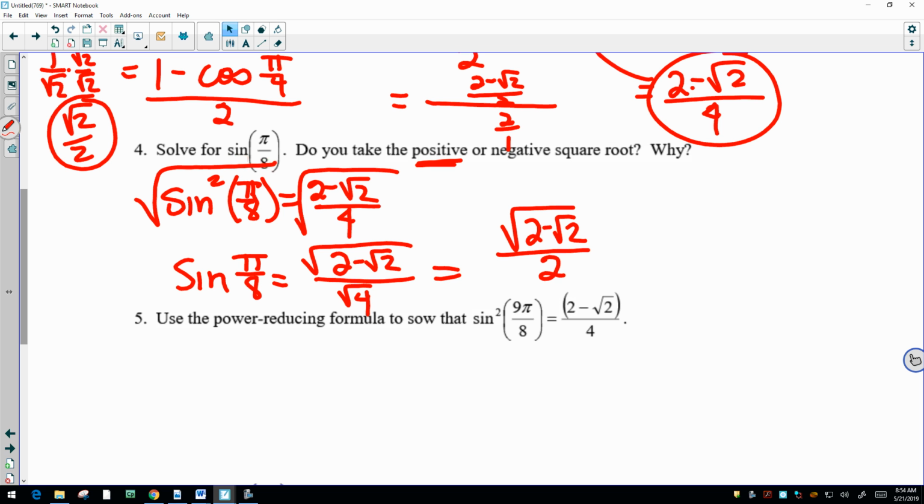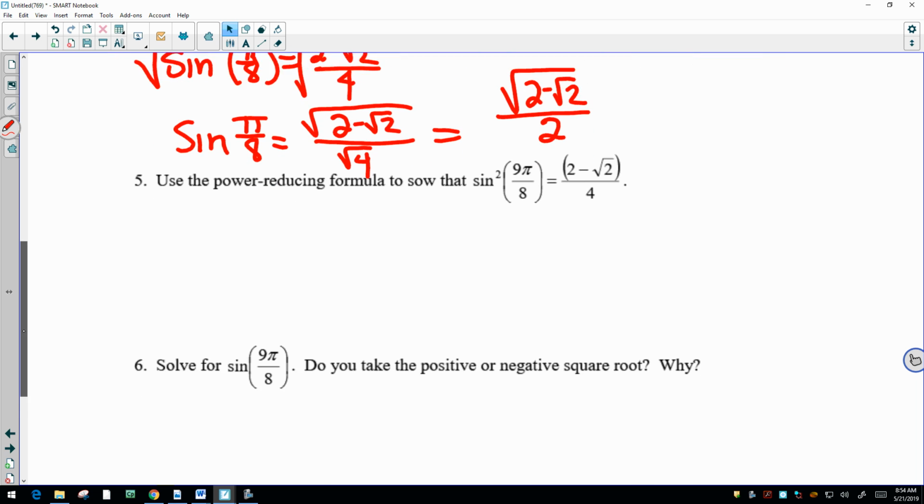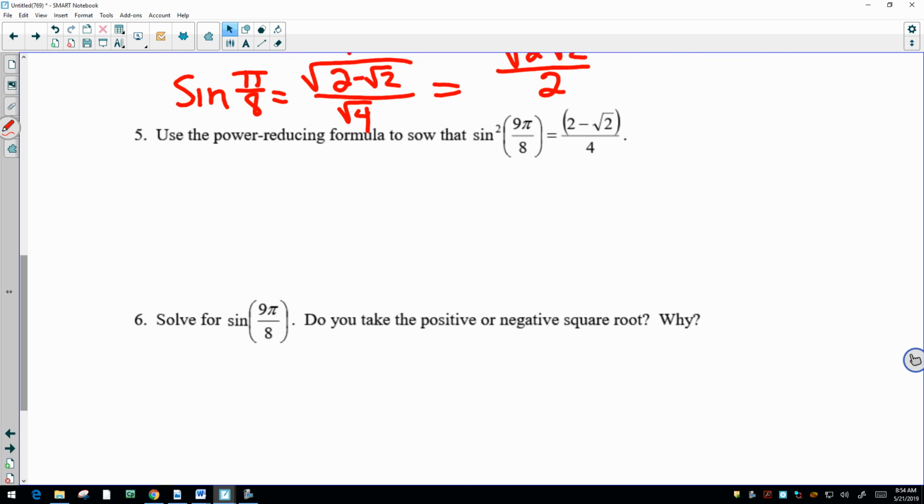Okay, same idea, just take a look at the angle, it's different now. Now we have 9 pi over 8. So same formula, same idea. Start with that power reducing idea. So we have sine squared of 9 pi over 8. And if I plug that into our formula, it's going to equal 1 minus cosine of twice that angle, divided by 2.